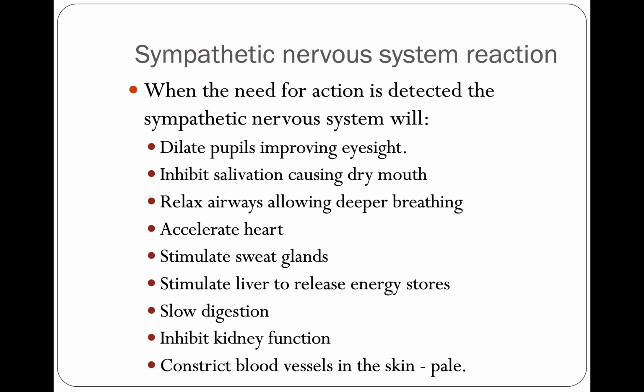When the need for action is detected, the sympathetic nervous system will dilate your pupils, improving your eyesight. It inhibits salivation, causing dry mouth. It relaxes your airways, allowing deeper breathing. It accelerates your heart. It stimulates your sweat glands, giving you what they call flop sweat. It stimulates the liver to release energy stores.